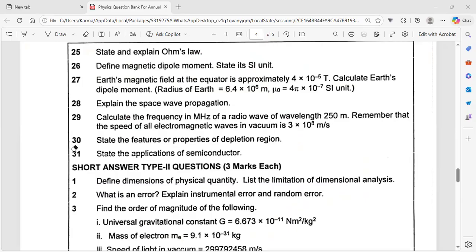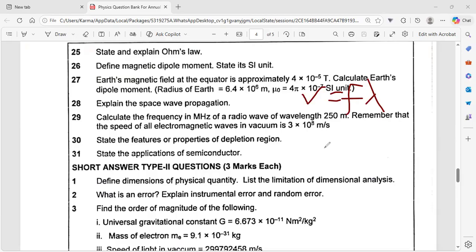Calculate the frequency in megahertz of a radio wave 150 meters long. Remember that the speed of all electromagnetic waves in vacuum is constant. So what do we remember? It's the fact that v = fλ. As simple as that.